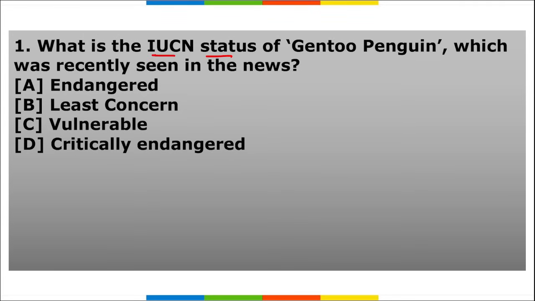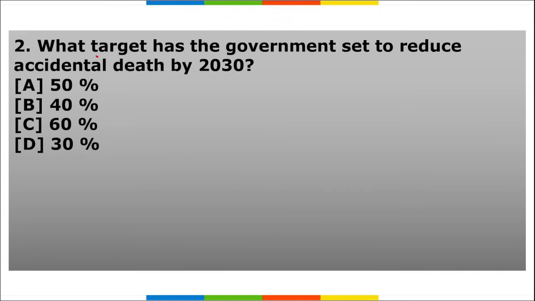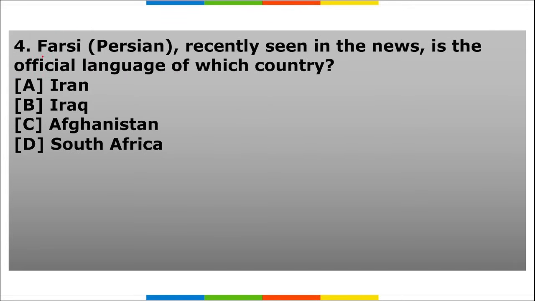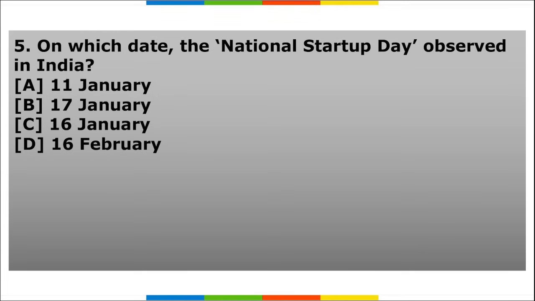Then next is your homework section. First, what is the IUCN status for Ganto penguin, which was recently seen in the news? Second, what target has the government set to reduce accidental death by 2030? Third, FASTag, recently seen in the news, works on which of the following techniques? Fourth, Farsi, Persian, recently seen in the news, is the official language of which country? Fifth, on which date the National Startup Day observed in India? We have seen this, right? So these are your important current affairs, 5 homework questions that I need to see, and I want all the students watching this video need to comment the answers below.